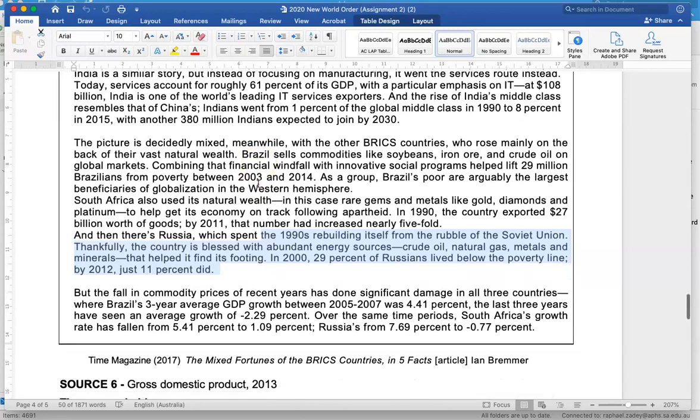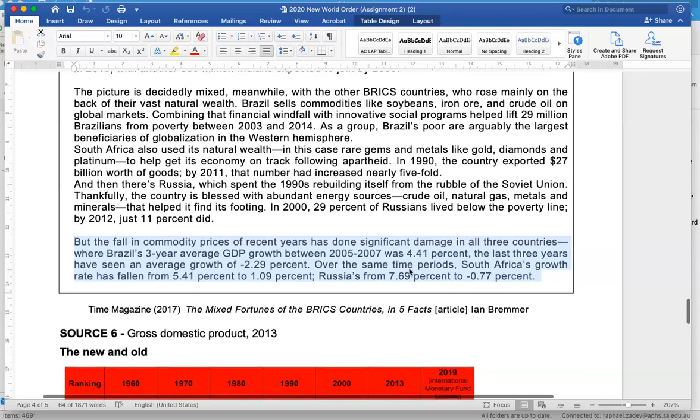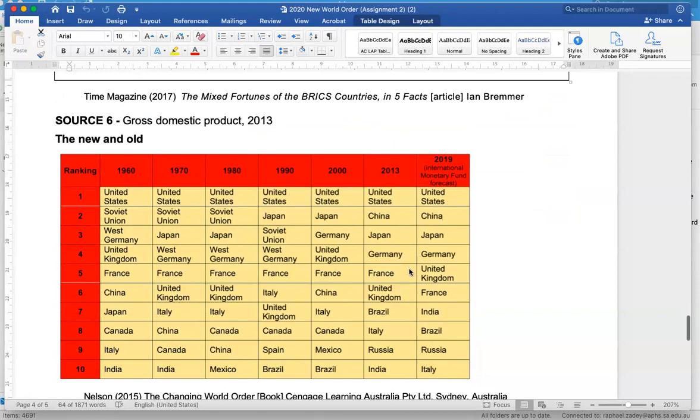So they do support each other, that these two nations experienced growth, but they also support each other in the decline, which came from after 2007 or 2010, we start to see a decline. Now, if we have a look at the chart, does the chart support 4, 5 and 6? It's quite interesting.